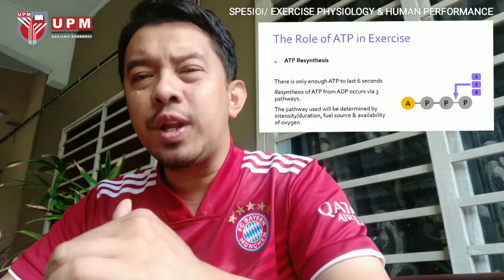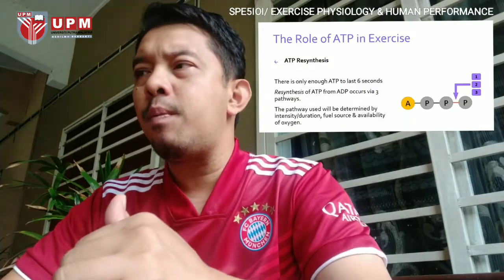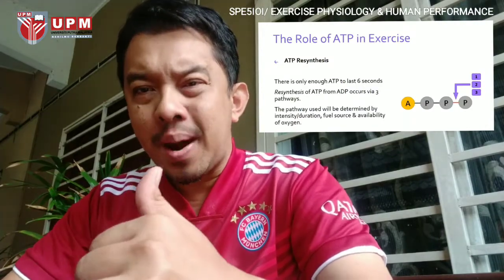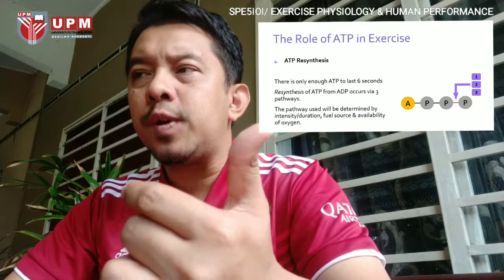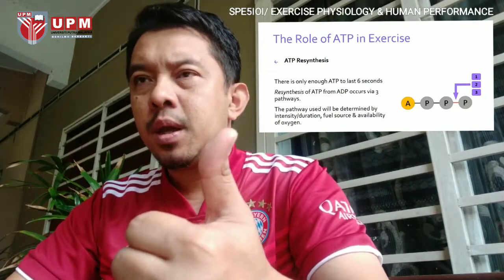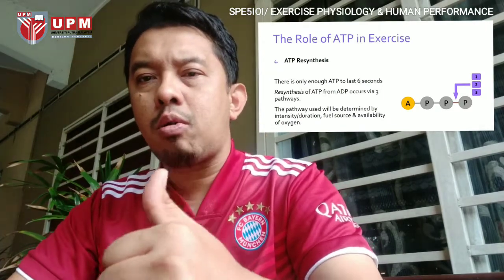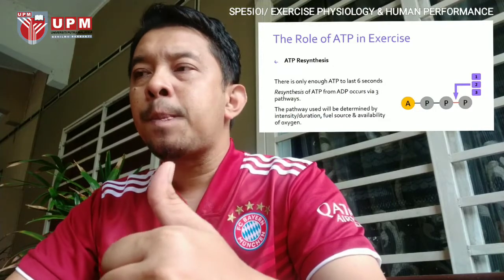But there's a problem in the body, in the muscle. There is only enough ATP stored to drive the contraction for within 6 seconds. So the body has to recreate the ATP from the ADP that was left behind by reattaching the phosphate to create ATP again. This process is called resynthesis.